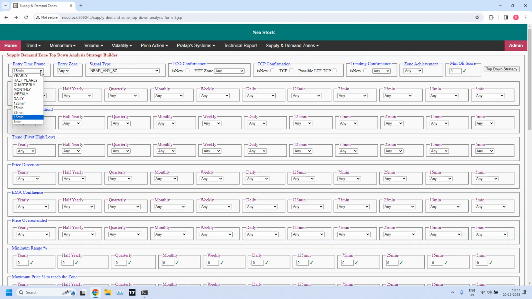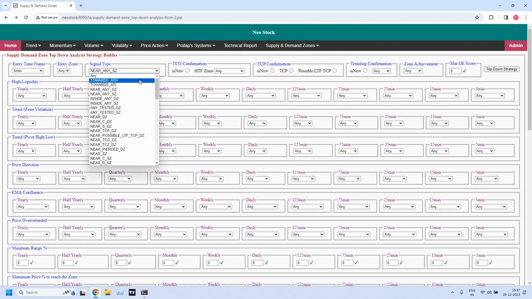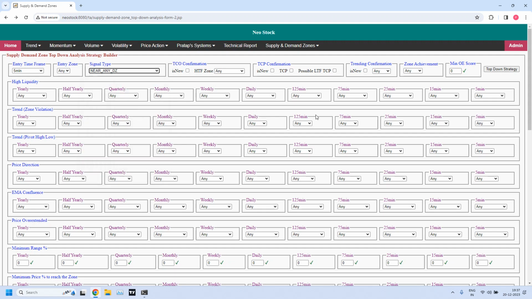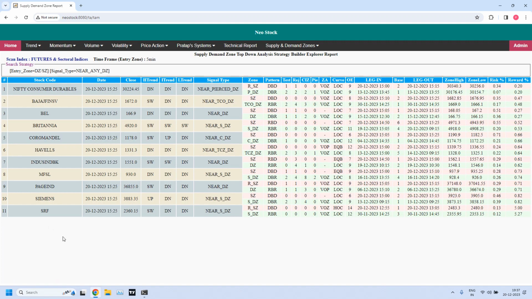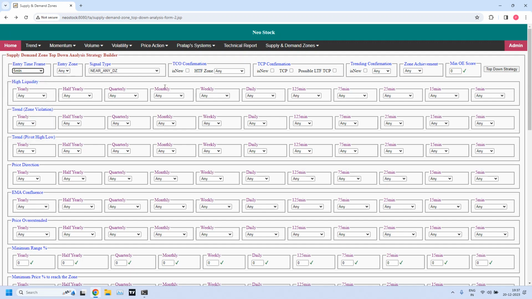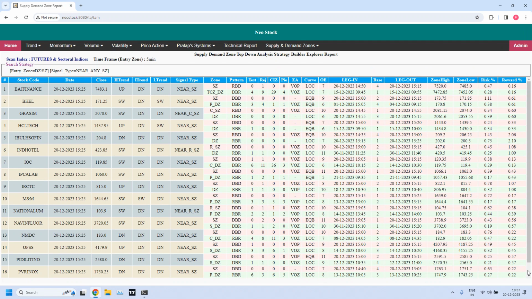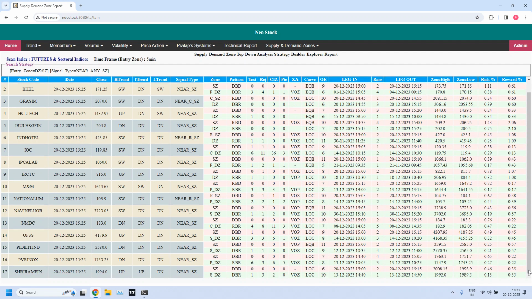Let's go back. Entry time frame is 5 minutes. Let us find the stocks near 5 minutes demand zone. So 11 stocks are filtered. Let's go back. Entry time frame is 5 minutes. Let us find the stocks near 5 minutes supply zone. This is the filtered list. I think around 17 stocks are filtered. Let me scroll down. So these are the stocks near demand and supply zones for all the time frames.